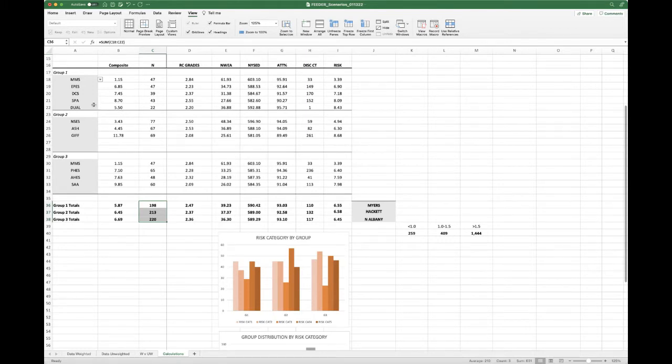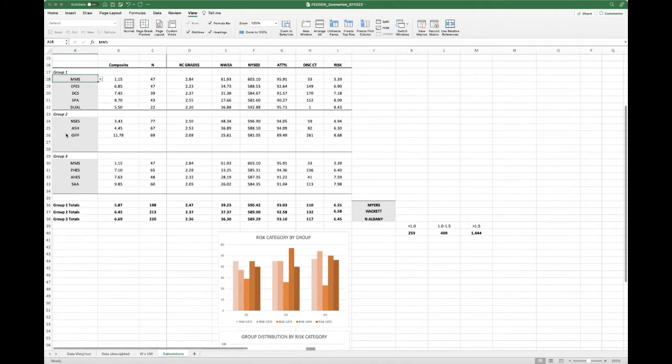So on this sheet, you can create any scenario you want. Like I just changed this to MMS. If you watch the group 1 total down there, if I put this, say, on Giffen, you see what the risk score does, and all of these changed as well. So as many scenarios as you want to run, you can run.